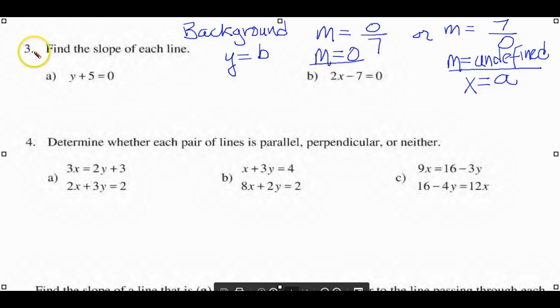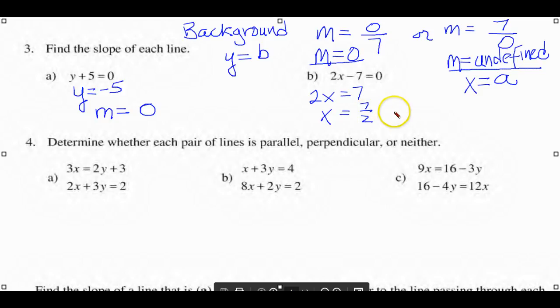So, for number 3, when we solve for y equals negative 5. What's the slope of a horizontal line? This is y equals b. It will be 0. Now here we solve this. 2x equals 7. X equals 7/2. X equals a. This is going to be an equation of a vertical line. What's the slope of a vertical line? Undefined.